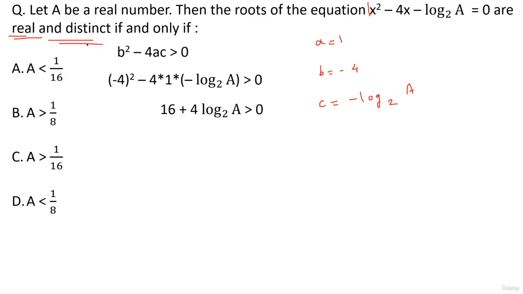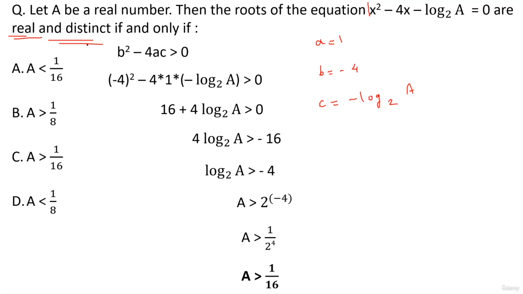That gives us 16 plus 4 log a to the base 2 should be greater than 0. Or 4 log a to the base 2 should be greater than minus 16. Divide by 4 on both sides. So log of a to the base 2 should be greater than minus 4. Or a should be greater than 2 raised to minus 4. Okay, इसको उल्टा करेंगे, इनवर्स लेंगे तो क्या हो जाएगा, a should be greater than 1 by 2 raised to 4, which is a greater than 1 by 16.